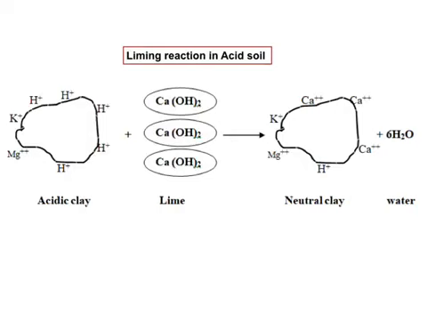This diagram explains the liming reaction in acid soil. This is a clay with hydrogen ions, more hydrogen ions. Then we are adding lime to the soil. Lime contains calcium. Calcium replaces the hydrogen ions and finally neutralizes the soil, and automatically reduces the soil pH.